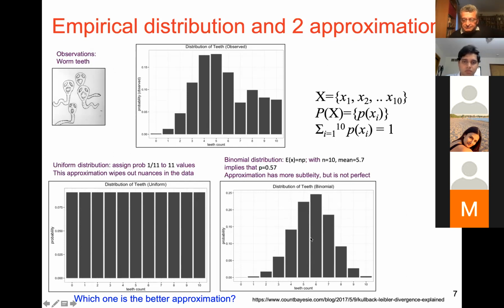Because this I can work with. It's got a simple mathematical form. This has a simple mathematical form. This one does not have a simple mathematical form. So the question is, which one is better?